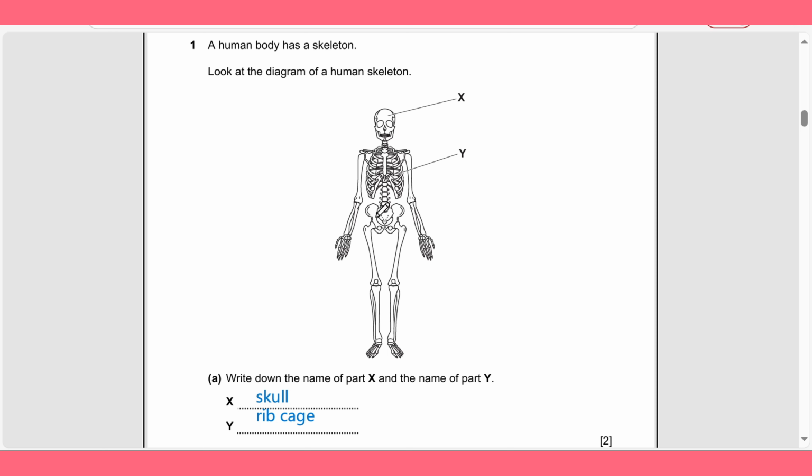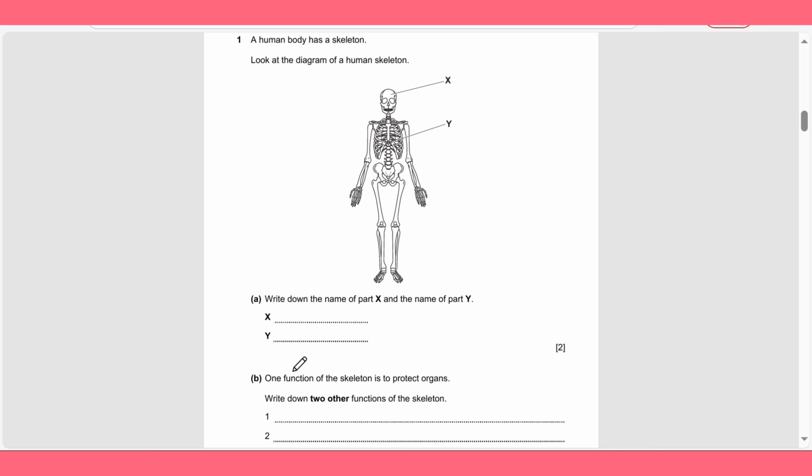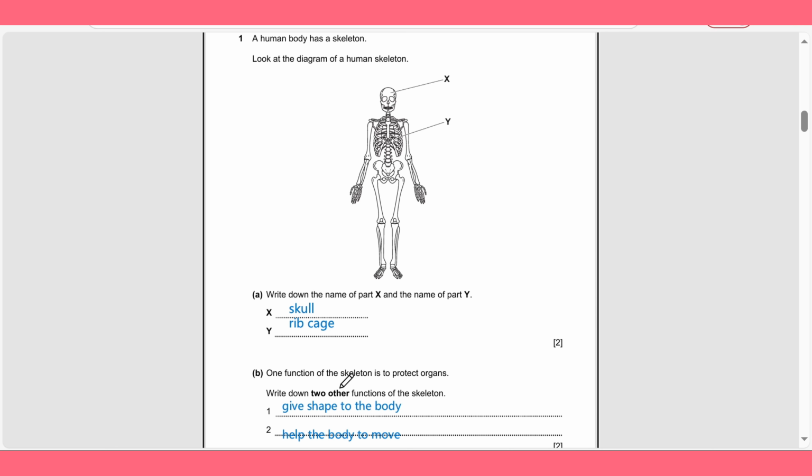Okay, let's move on. Guys, now we are in question 1b. One function of the skeleton is to protect organs. Write down 2 other functions of the skeleton. Let's check out the answer, guys. So this is an example of a correct answer. Give shape to the body and help the body to move. If you have any other answer, you may write in the comment section. Your answer will be helpful for other viewers.